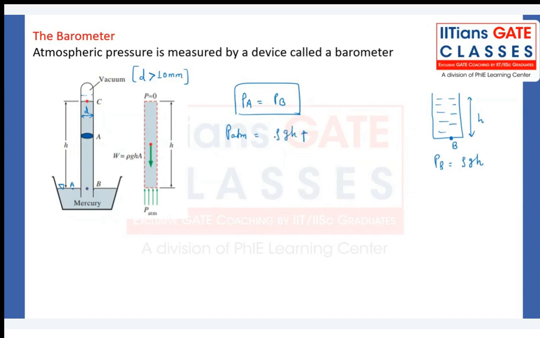Because here, my dear friend, in the barometer tube, there will be some vapor pressure as well. Getting my point? The bubbles of the liquid, even though that is a very, very good vacuum, right? But still, you will have a little amount of bubbles. Then what will happen? It will exert some vapor pressure. What is that? P V?